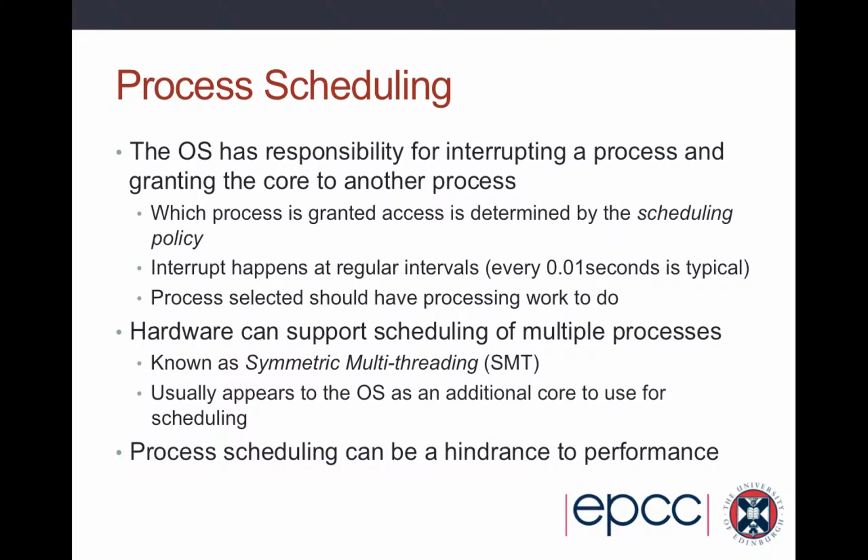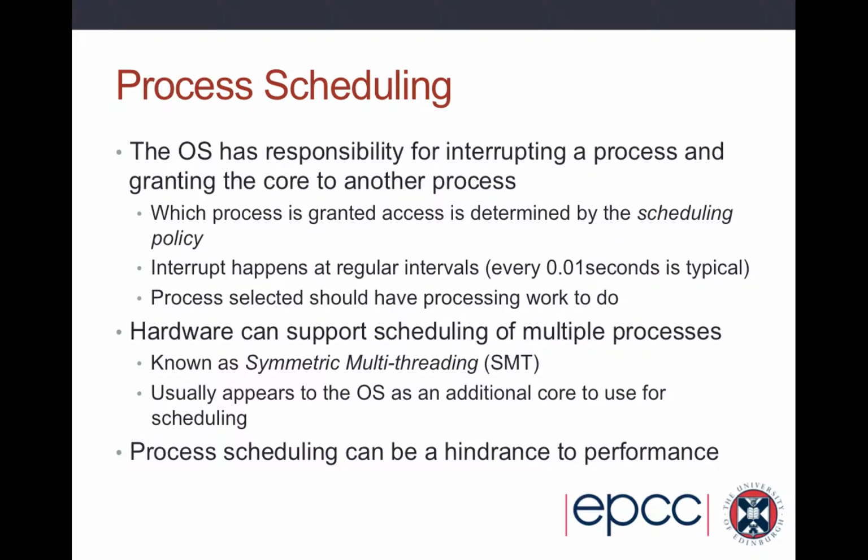So in terms of maybe some types of application have a higher priority than others. Maybe some types of application cannot be stopped to make way. They're so critical that you can't pause them while another application goes in. This interrupt happens regularly, usually every 0.01 seconds or something like that. And the process that you're selecting to put onto a core should really have work to do, otherwise there's no point pushing it in.